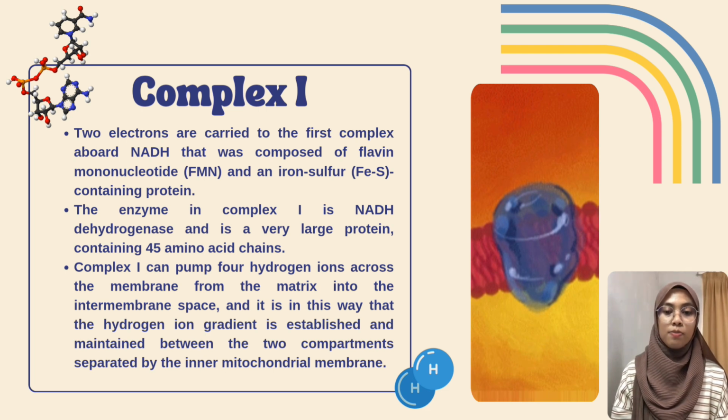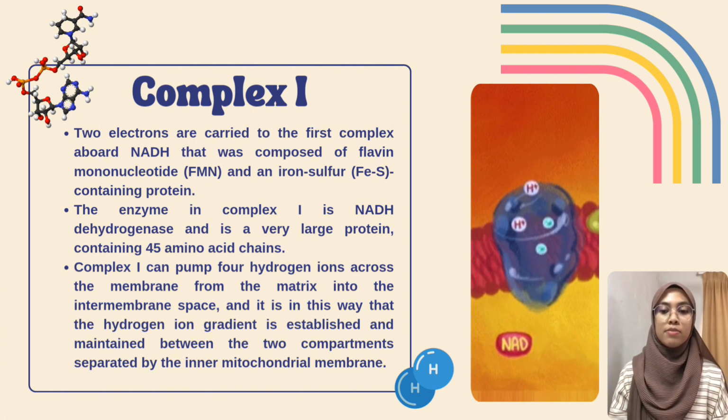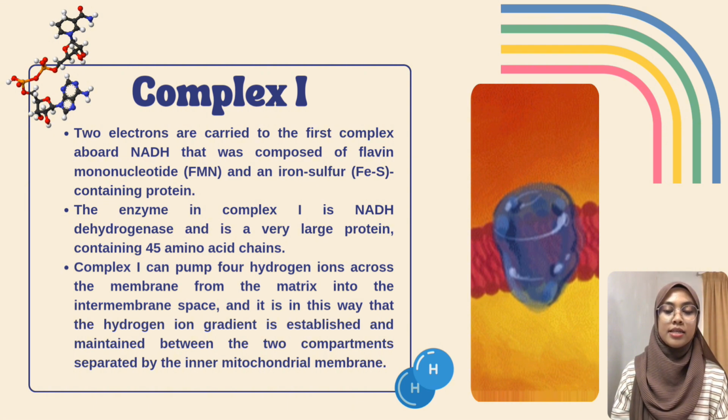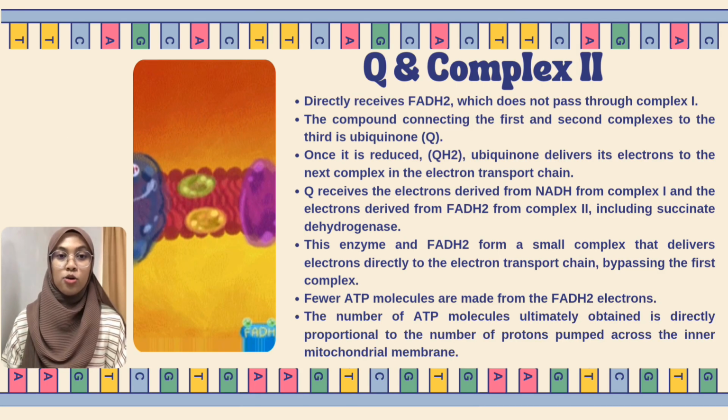The enzyme in complex 1 is NADH dehydrogenase and is a very large protein containing 45 amino acid chains. Complex 1 can pump 4 ions across the membrane from the matrix into the intermembrane space. And it is in this way that the hydrogen-ion gradient is established and maintained between the 2 compartments separated by the inner mitochondrial membrane. Complex 2 directly receives FADH2, which does not pass through complex 1.